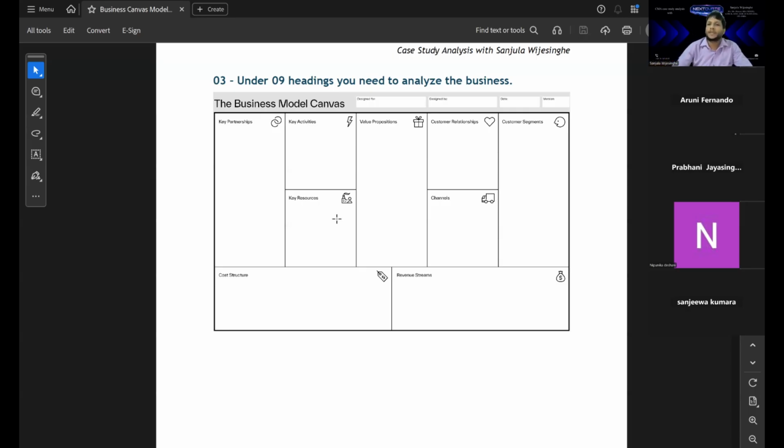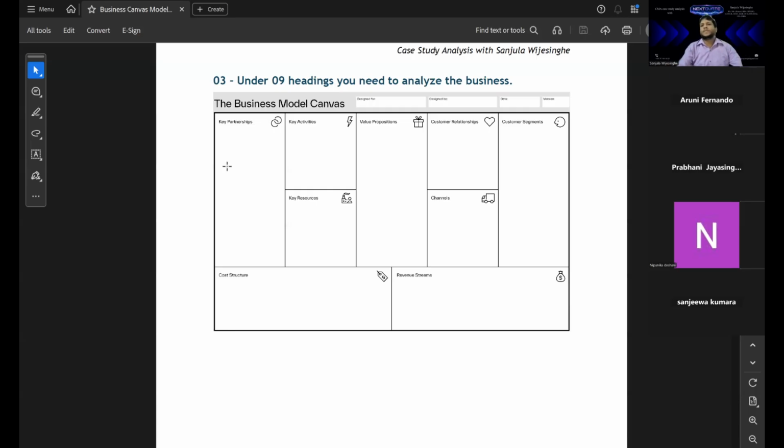Then key activities. Key activities in the sense of what you must perform well when you are achieving your goals and objectives. Kind of business activities in your day-to-day business. You need to do some business activities, and you need to perform them well. Otherwise, ultimately, your business is done and dusted.